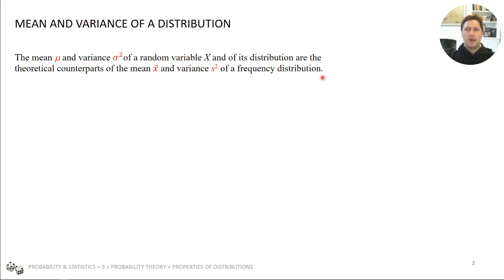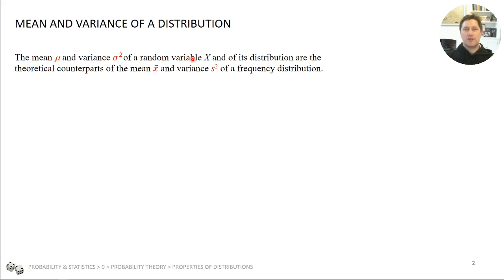What does that mean? Well, we started our lectures looking at an experimental setup where we generated some data, and from that we calculated a frequency distribution, and from the frequency distribution we had a mean and a variance. The mean and variance of a random variable and its distribution equate to that. So when we do our experiment, we get the frequency distribution from that experiment, and what we're often trying to do is relate that to the mean and variance of the random variable that we're actually trying to measure, or that we theorize exists.